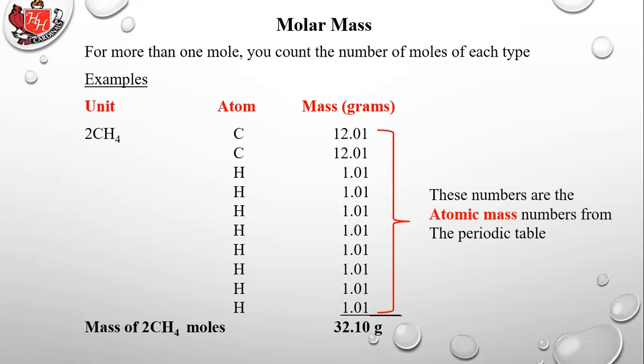So these numbers are the atomic mass numbers from the periodic table, but we're now going to think of them as molar mass. We're going to think of those as grams, and that's the mass of an entire mole, 6.022 times 10 to the 23rd.